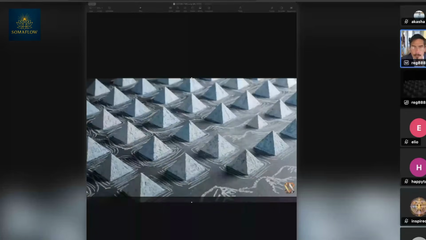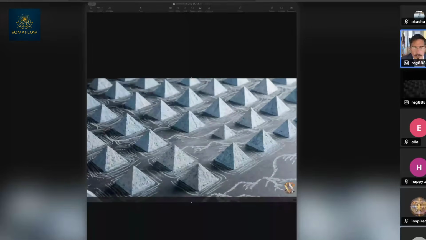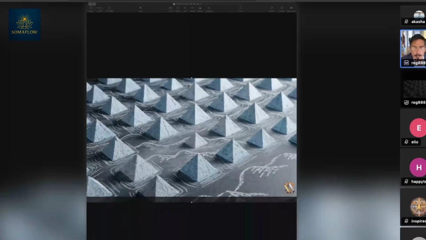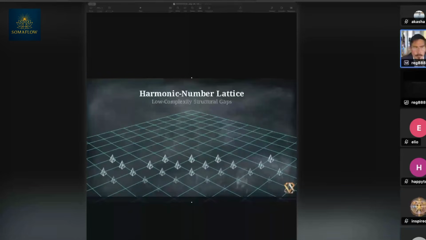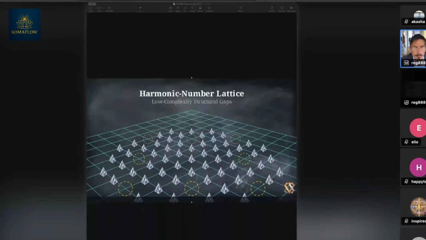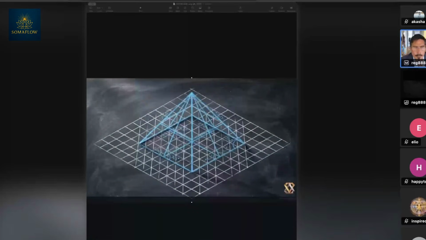We can now pivot from describing known structures to utilizing this lattice as a predictive model for unknown structures. This diagram shows a standard mathematical lattice. Any structured integer grid inherently contains unoccupied low-complexity points, distinct mathematical gaps. These unoccupied lattice points represent exact slope signatures. They act as the mathematical blueprints for monuments that are either uncatalogued or lost to antiquity.